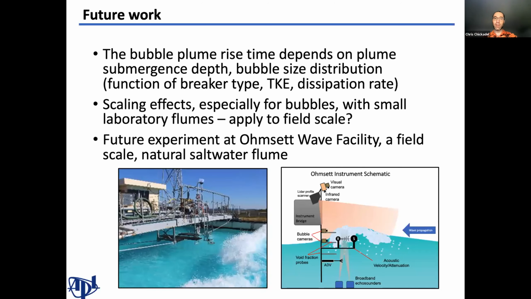We have some measurements that are planned for about this time next year, where we're going to actually move up to a larger wave tank. This is the OMSET wave facility in New Jersey. It's a natural saltwater tank. We can generate field scale waves, right? So the wave that's breaking in this left image is sort of 75, 70 centimeters high. And we're going to try to do a lot more investigation of the factors that are going to affect the plume. And Martez actually discussed it.